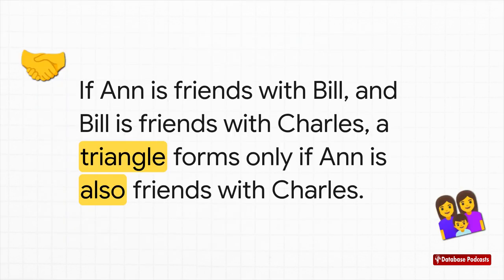So you might be thinking, oh, so it's just like three friends who all know each other? And yeah, that's exactly it. If Anne is friends with Bill and Bill is friends with Charles, that's not a triangle yet. The triangle only snaps into place if Anne is also friends with Charles. That simple, complete social circle, that's the fundamental building block we're looking for.